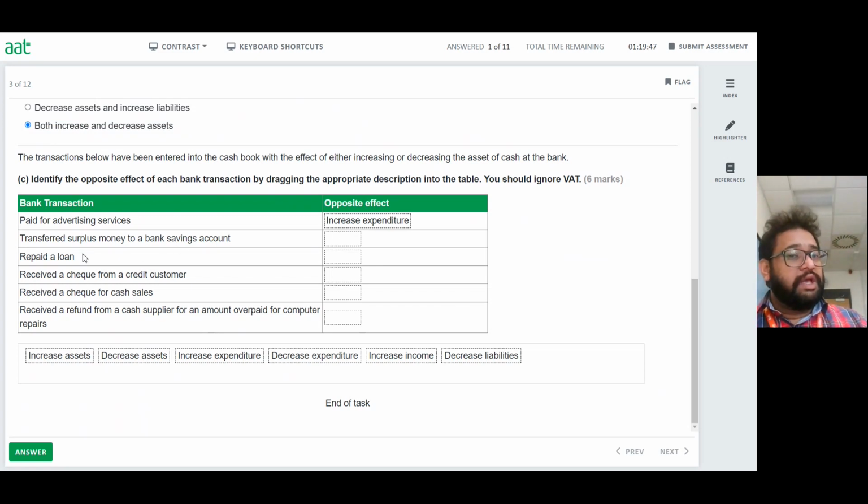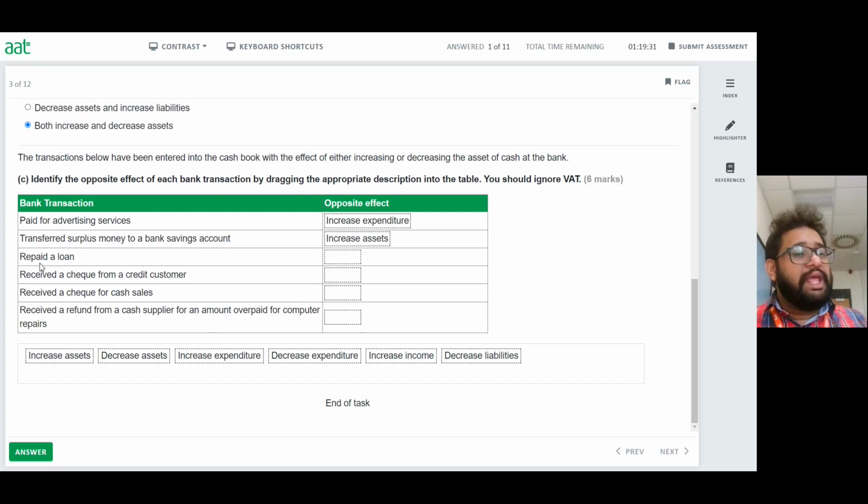Transferred surplus money into your bank savings account. In that case, if you transfer it to your bank savings account, that is another asset. That asset is going to increase. This asset will reduce, the bank account will reduce, but the bank savings account will increase. That is going to increase your assets.